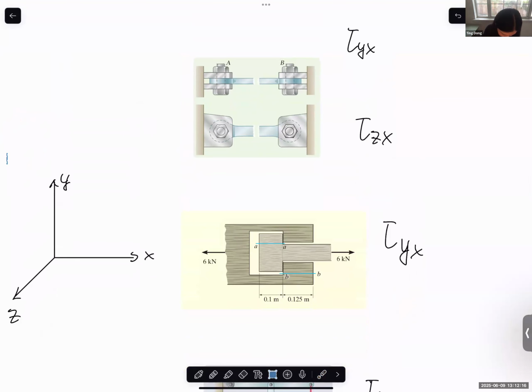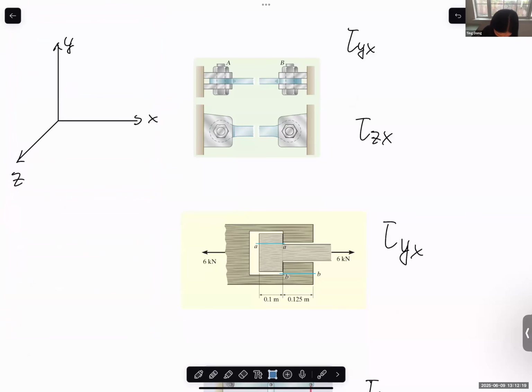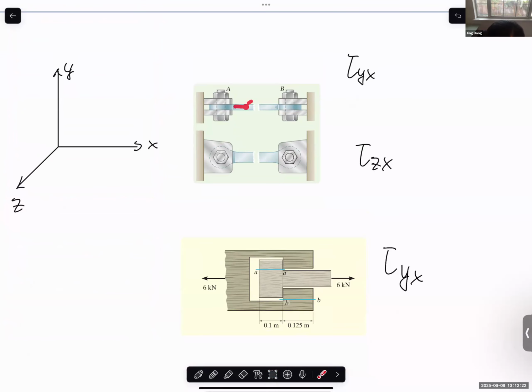Okay, let's go back. Do you remember in this problem we have the tensile force in this steel bar? For pin A and pin B, the shear stress is on this plane and in this direction. This plane is the y plane because the plane itself is facing the y direction, and the force direction is in the x direction. That's why we have tau y plane x direction. This is the first one.